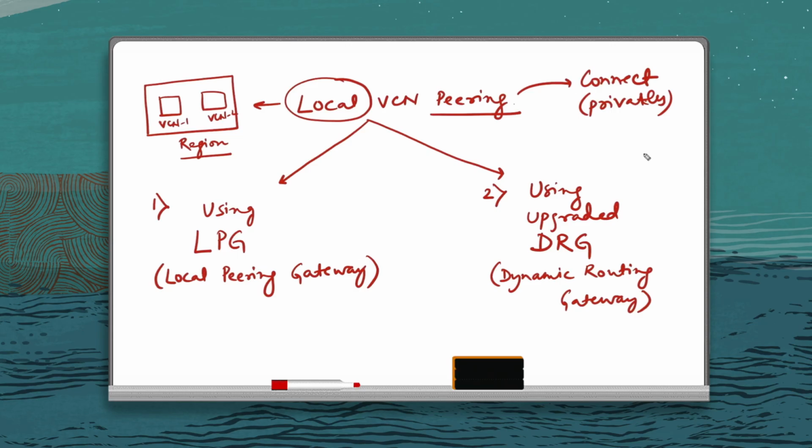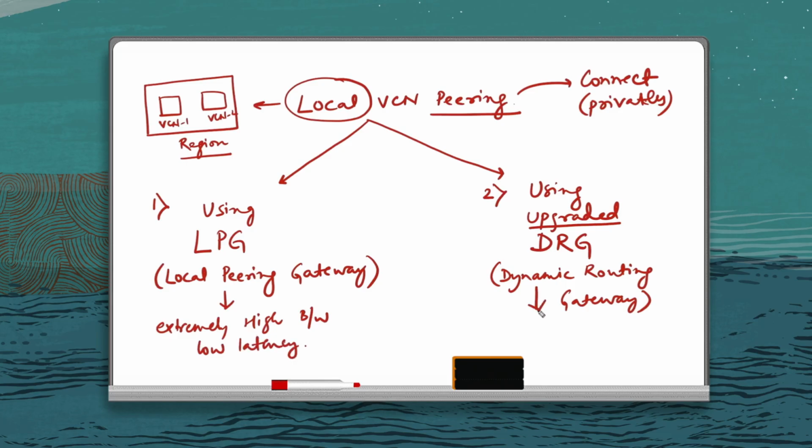Now you might ask why we have two types. The first answer to this question is, as you can see here, I have mentioned the word upgraded. Previously there was dynamic routing gateway version 1. Now we have dynamic routing gateway version 2. But when we did not have dynamic routing gateway version 2, we used to connect two different VCNs within the same region using local peering gateway. And the benefit associated with this is it provides extremely high bandwidth and super low latency.